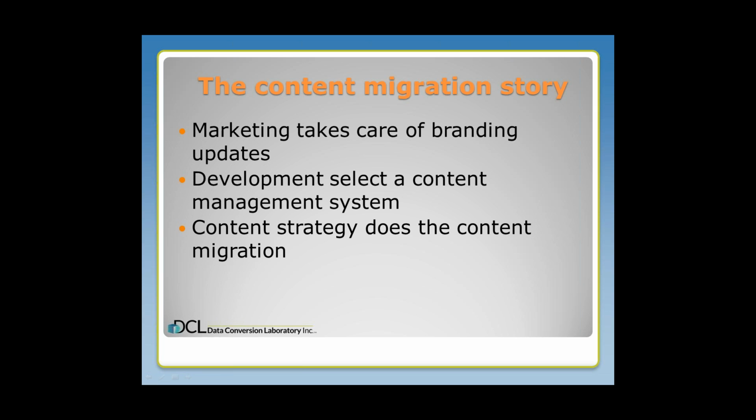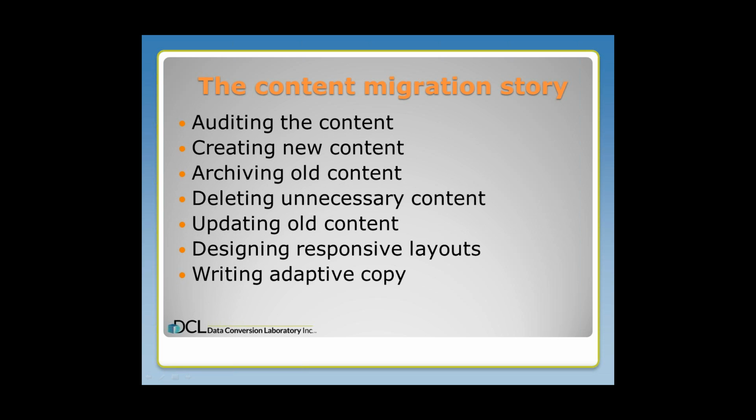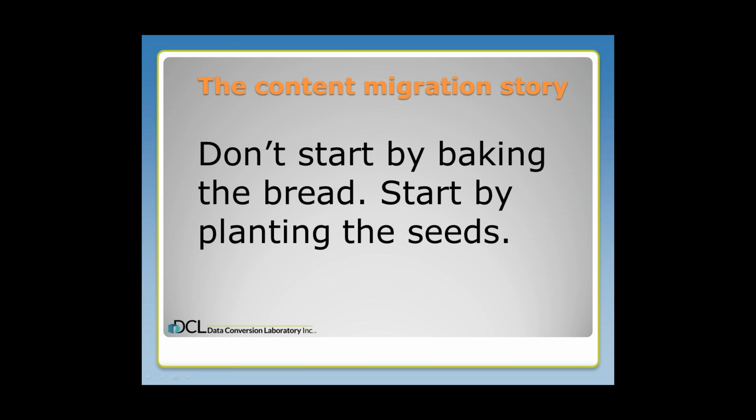And much like the little red hen, we often feel that we're doing the content migration all by ourselves. And the content migration has a lot more parts to it than just a migration. You know, first we have to audit the content, create new content, archive old content, delete unnecessary content, update content, write adaptive copy, and we do it all by ourselves. But I think there are some things that we can learn from the Little Red Hen. I don't think we need to do this all by ourselves. The first thing I want us to learn from the Little Red Hen is not to start by baking the bread. We start by planting the seeds.